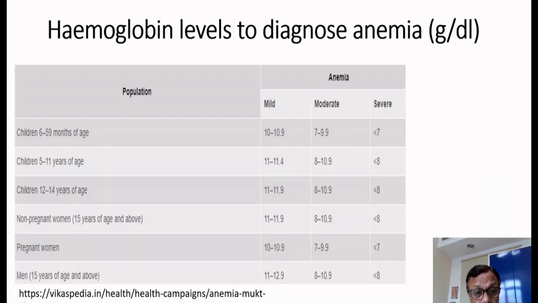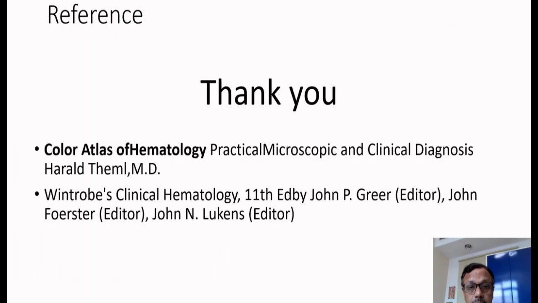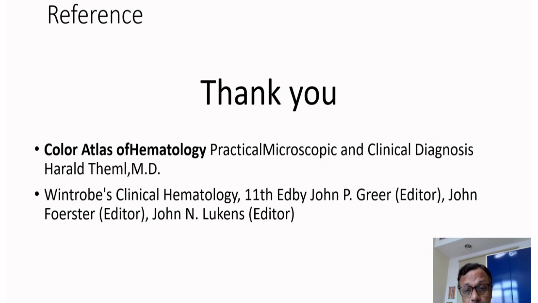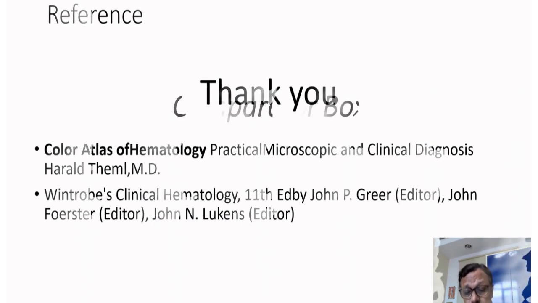Now in this slide, you will be able to see, in different age groups, the values of hemoglobin as far as mild, moderate, and severe anemia is concerned. Why are you segregating into mild, moderate, severe? Because the treatment will also vary as per the value of hemoglobin. If the value of hemoglobin is severe, less than 7, then the treatment modality is going to change. If it is mild, again the modality of the treatment is going to change. Now let us look at the practical part for the estimation of hemoglobin.